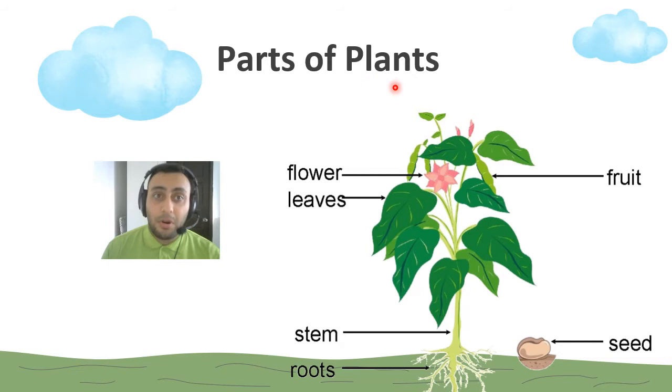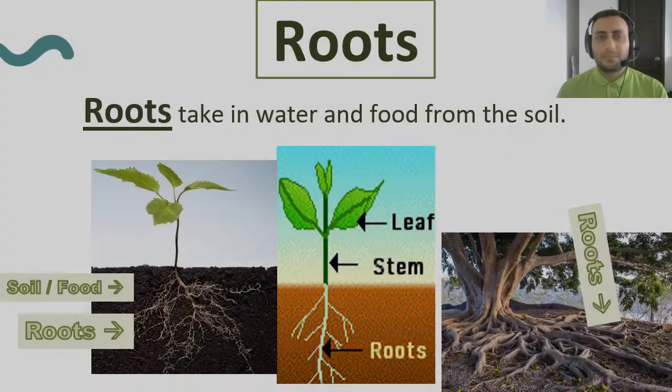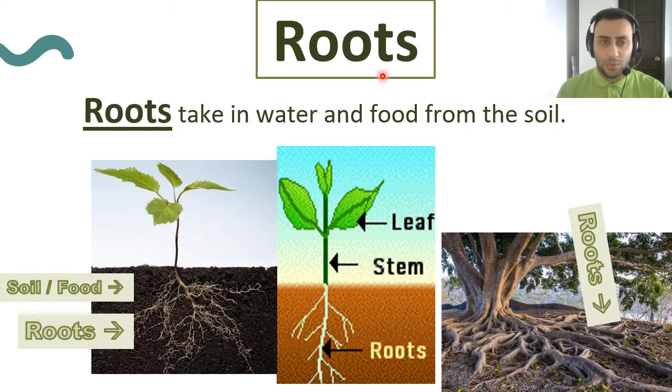Now let's talk about parts of plants. We have roots at the bottom part, stem, leaves, flower, and lastly, fruit and seeds. Now let's talk about roots.